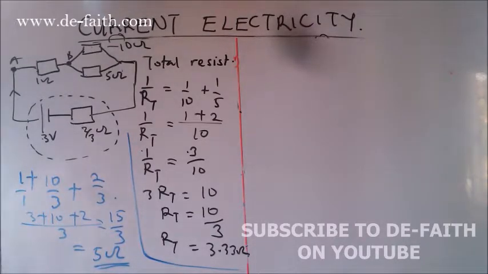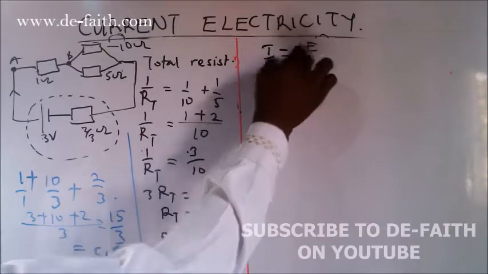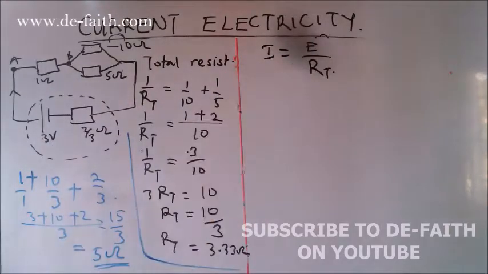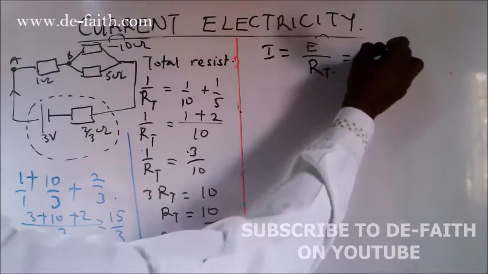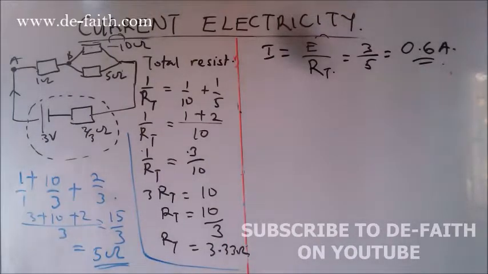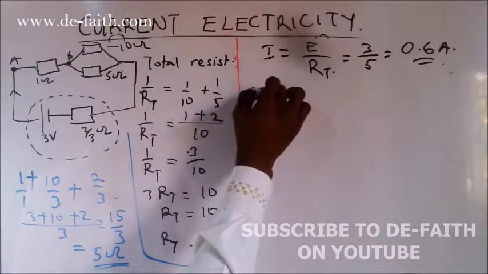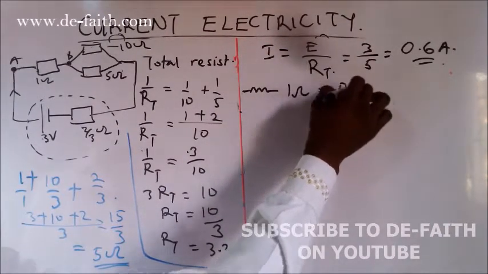Now after that has been gotten, we will calculate the current flowing in this circuit. Current is equal to E over R, the total resistance RT. So the electromotive force here is 3 and the total resistance is 5 ohms, so 0.6 ampere. This is the current flowing through the entire circuit. That current is the exact current flowing through this 1 ohm. We have gotten the first one, the first external resistor. Current through the 1 ohm is equal to 0.6 ampere.